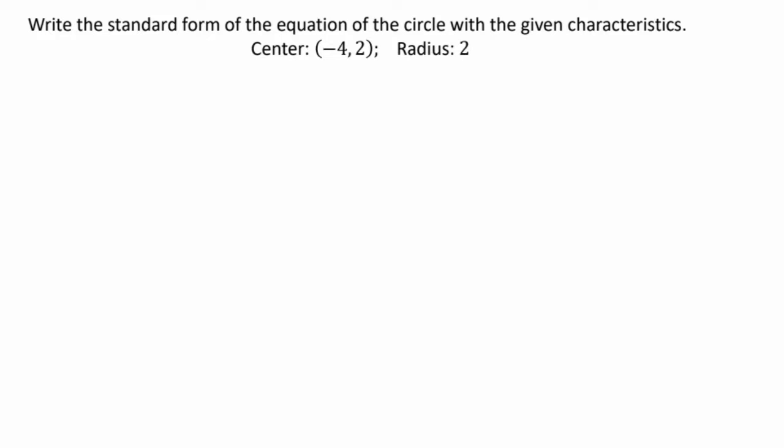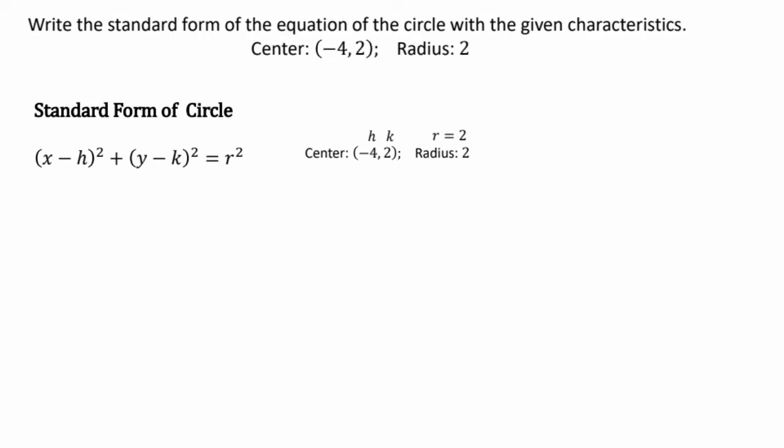Write the standard form of the equation of the circle with the given characteristics. We have the circle with the center at (-4, 2) and a radius of 2. To write the standard form of a circle, we need to know the format. The standard form is (x - h)^2 + (y - k)^2 = r^2, where (h, k) is our center and r refers to our radius. So in this particular problem, we're just plugging in, right?